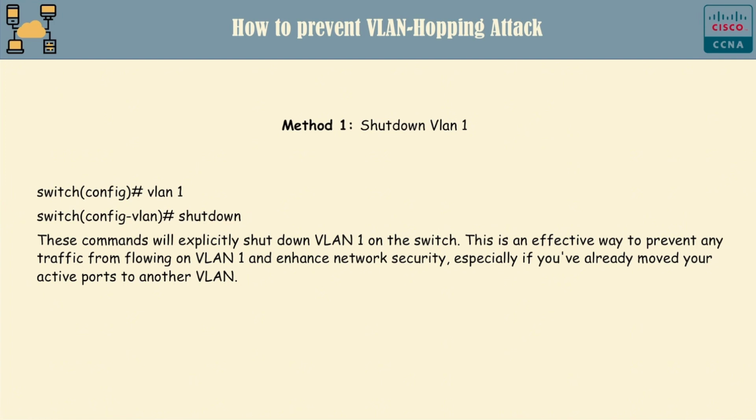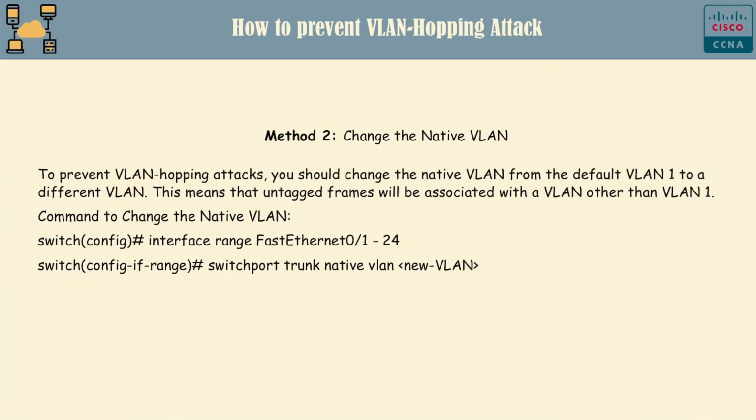This is an effective way to prevent any traffic from flowing on VLAN 1 and enhance network security, especially if you've already moved your active ports to another VLAN. Method 2. Change the native VLAN. To prevent VLAN hopping attacks, you should change the native VLAN from the default VLAN 1 to a different VLAN. This means that untagged frames will be associated with a VLAN other than VLAN 1.